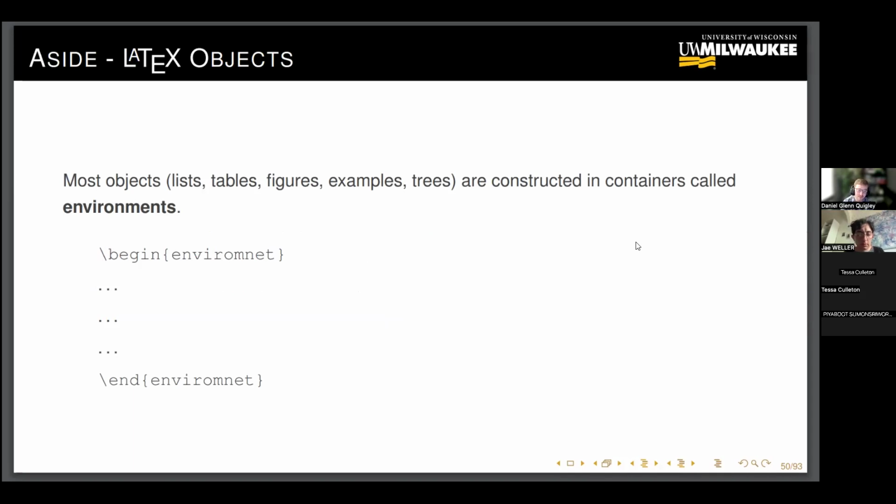All right, now before we start talking about lists, tables, figures, examples, all that good stuff, in general, they're all constructed in the same way, in these containers called environments. So remember at the start of this talk, we looked at \begin{document}, \end{document} as part of the content. Same thing here. We have a \begin{table}, \begin{figure}, and then we end table, end figure. This environment is a container for me to put those things in.